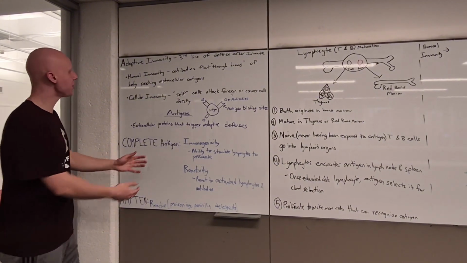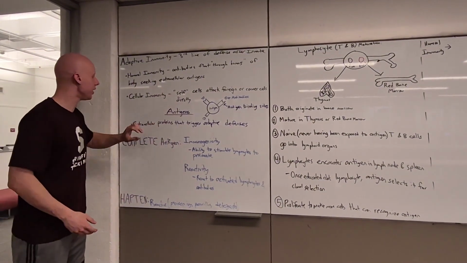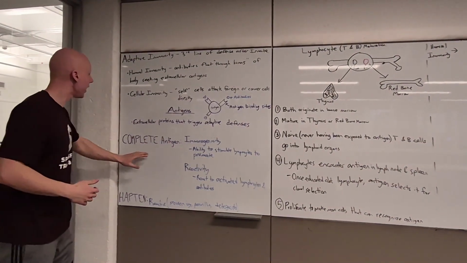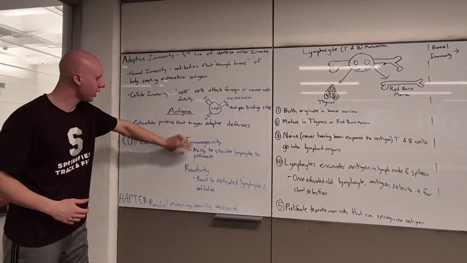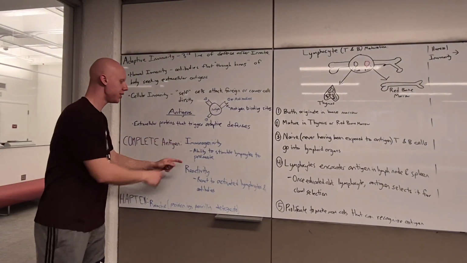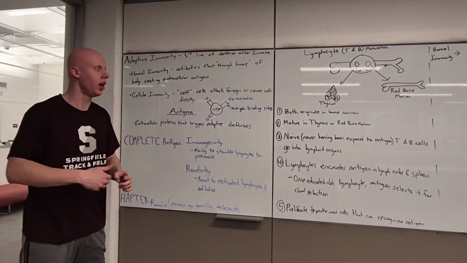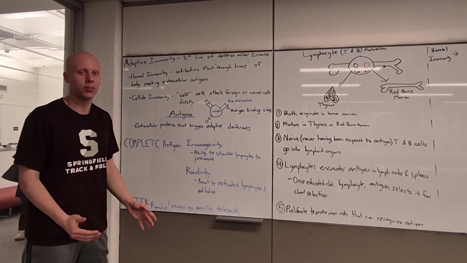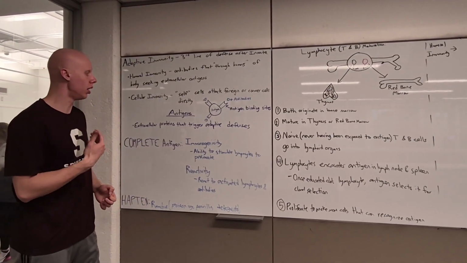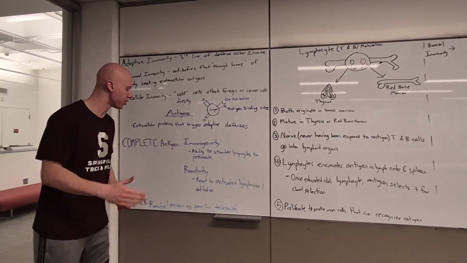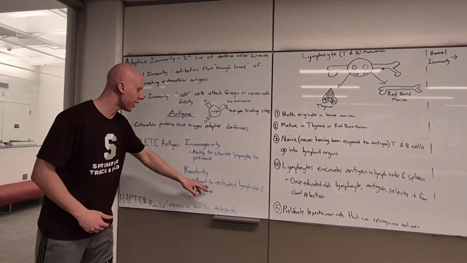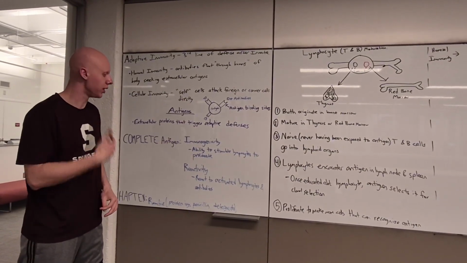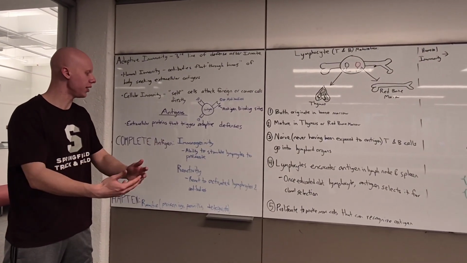So let's start out. What is an antigen? An antigen is an extracellular protein that triggers the adaptive defenses of the body. A complete antigen will have immunogenicity and reactivity. Immunogenicity is the ability to stimulate the lymphocytes to divide, to proliferate, to do clonal selection, ultimately creating a stronger, more powerful response to fight foreign bacteria. And reactivity is the ability to react with the activated lymphocytes and antibodies, to do things like release histamine and recruit more leukocytes to that area.